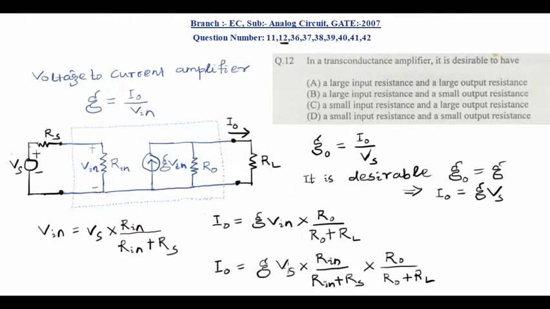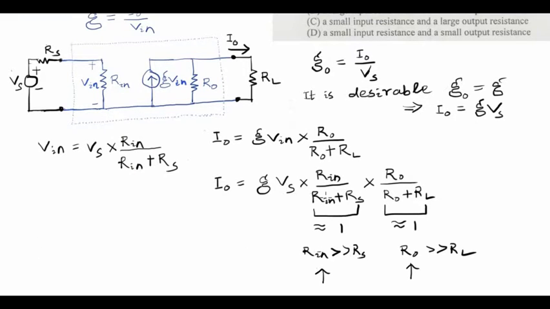Now if we compare this expression with this one, we want that this I0 should be nearly equal to G Vs for a good transconductance amplifier. For this to happen, this ratio has to be 1 and this ratio has to be 1. For this to happen, Rin has to be very much greater than Rs and R0 has to be very much greater than RL. So for these to become nearly 1, Rin has to be greater than the source resistance and the output resistance has to be very much greater than the load resistance.